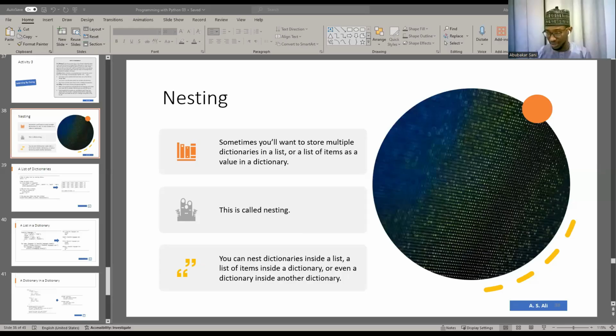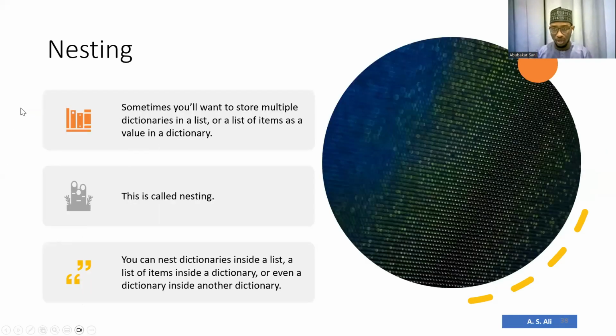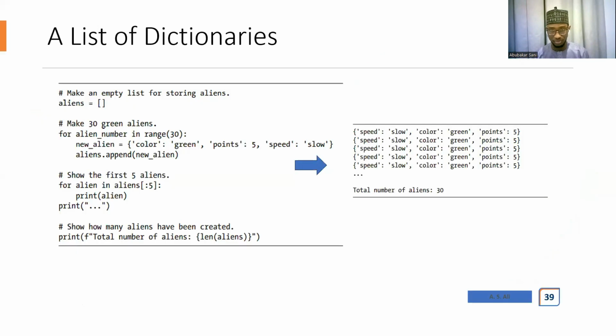So we'll call it nesting. Okay. So as I said, sometimes you will want to store multiple dictionaries in a list. So you will have a list of dictionaries or a dictionary of lists or a list of items as a value in a dictionary. So this is called nesting, and we can nest dictionaries inside a list or a list of items inside a dictionary or even a dictionary inside a dictionary. So let's look at what I mean.